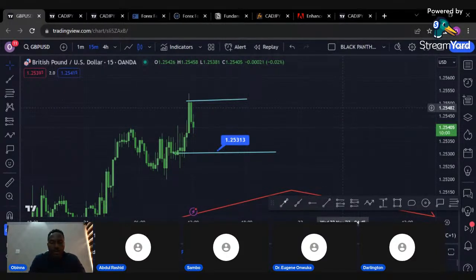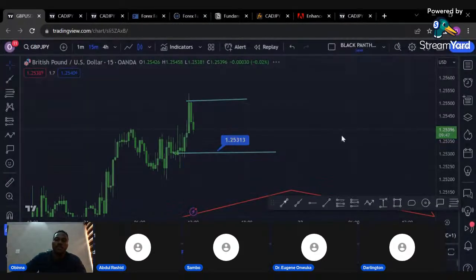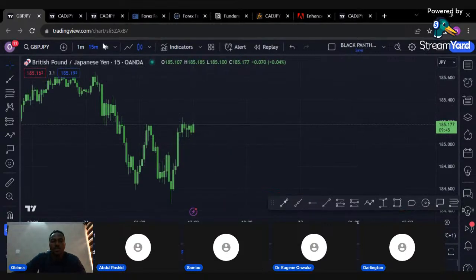So I've explained USD. Okay, I've explained gold and GU. So let me see GJ. GJ has similar movement with GU, but not all the time though. Not all the time.